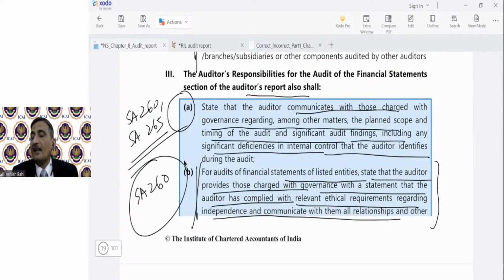Remember, students, SA 260. We had read in SA 260 that it is compulsory for the auditor of a listed entity to communicate and state with TCWG that he is independent of the company, that he has met all the relevant ethical requirements regarding independence. Okay.